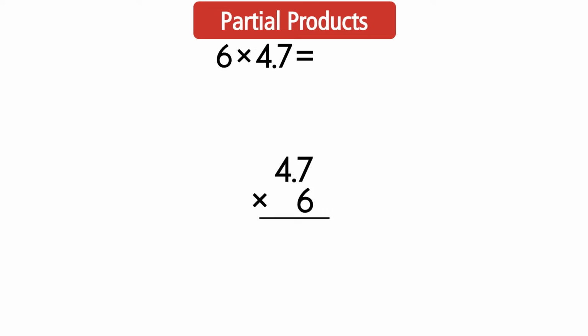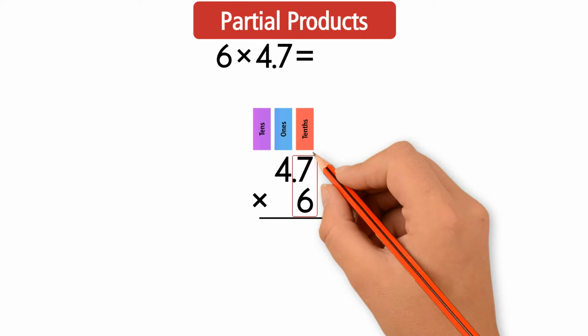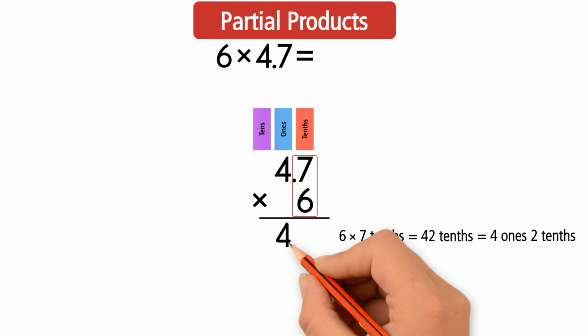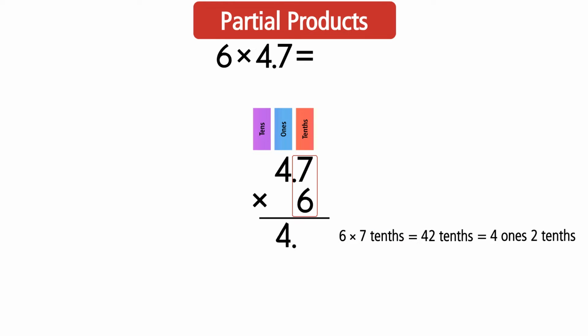We will do this multiplication problem starting with tenths. Remember, the order matters. We always start from the digit on the right. So we multiply 6 times 7 tenths, which equals 42 tenths. 42 can't fit into the tenths place, so we regroup 42 tenths as 4 ones and 2 tenths. We put the 4 in the ones place. Don't forget to put a decimal point after the ones to separate the whole and the decimal parts of the decimal number. Then, we put the 2 in the tenths place.